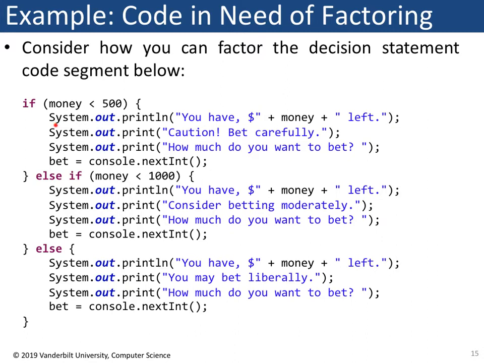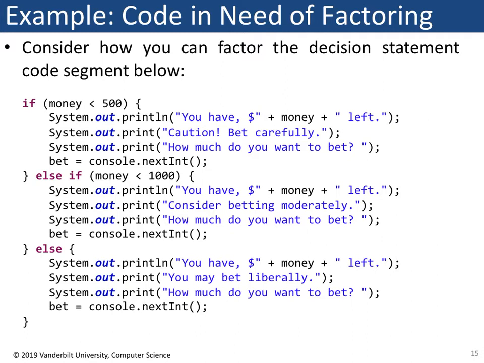Well, our first statement in each of the if statements is you have however much money left. So again, in the next if statement, you have however much money left, and in the else, you have however much money left. So we're doing that every time. That is redundant. Similarly, we're asking how much do you want to bet every time, and then getting the next integer from the console when the user types it in every time. So that code is duplicated in each of the branches of this conditional structure. So that is entirely redundant.